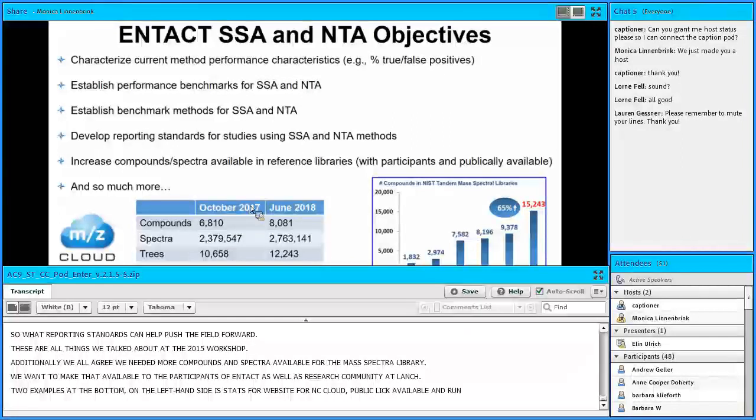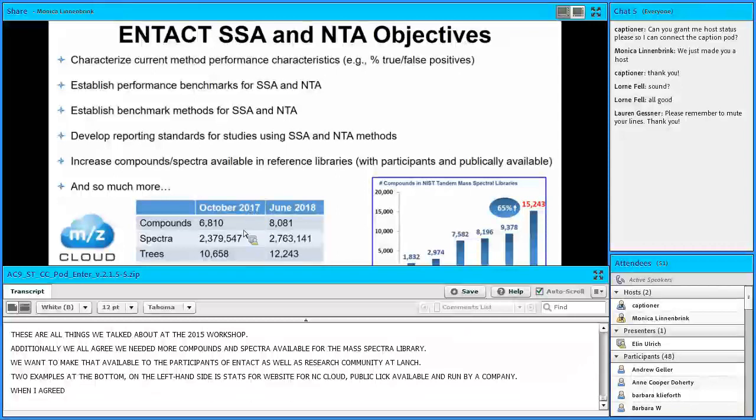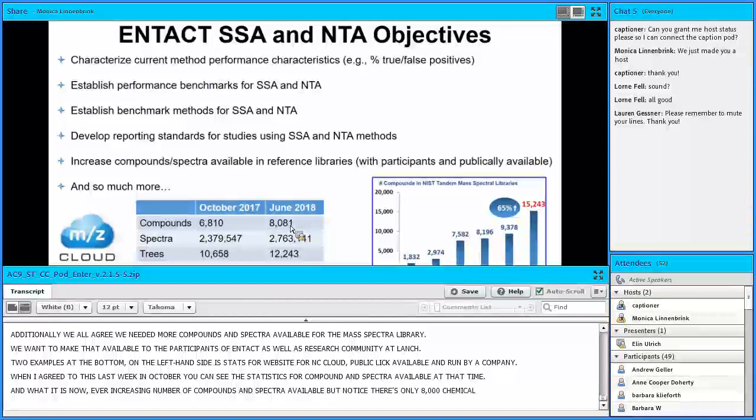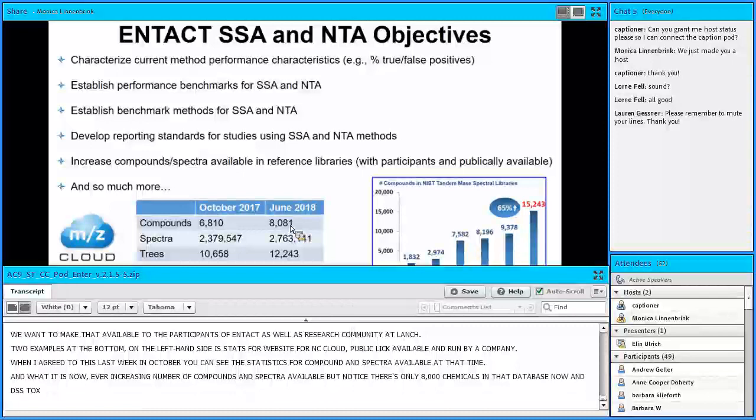When I created this slide back in October of last year, you can see the statistics for the compounds and spectra that they had available at that time and what it is now. And so they're ever increasing the number of compounds and spectra that are available. But if you notice, there's only about 8,000 chemicals in that database right now. And DSSTox has over 760,000 chemicals in it, so we're barely scratching the surface with this mass spectral library.